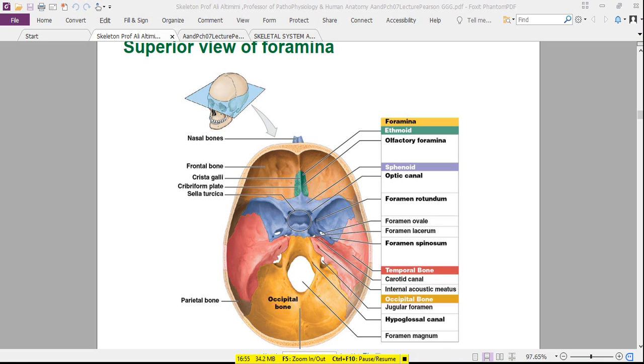Then in the temporal bone we have a carotid canal. These are a carotid canal. Then internal acoustic meatus. Then in the occipital bone we have a jugular foramen and hypoglossal foramen, and there is foramen magnum.